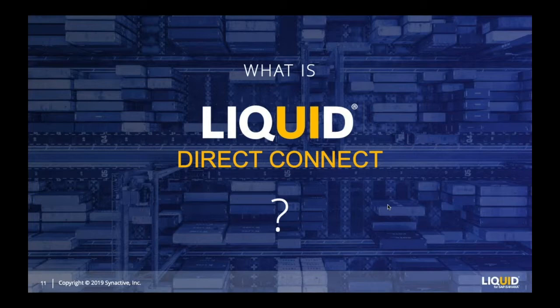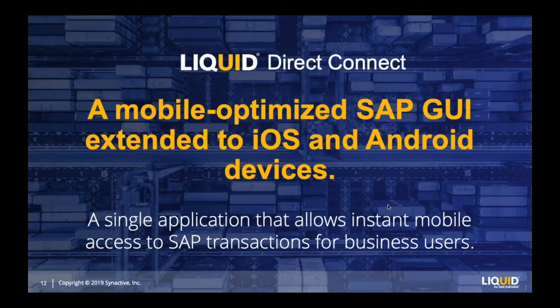Great. Yes, Ben. Basically talking about our product offering, Direct Connect, what it does and what many of our customers benefit from is having the ability to take what's already in existence in SAP and directly connect it to mobile touchpoints or mobile devices, right? So this provides the customer with a mobile optimized SAP GUI extended into iOS and Android devices. This could consist of phones or tablets, for example. And in addition to that, the customer gets to experience a single application that allows instant mobile access to their SAP transactions. So this gives user groups within organizations the ability to perform their transactions through one single application.